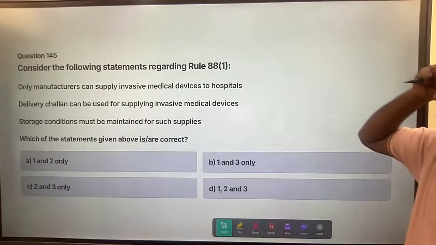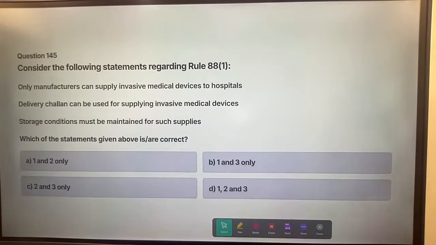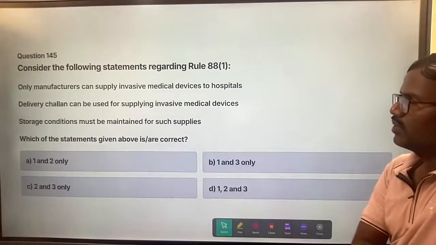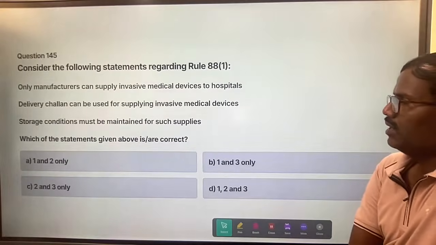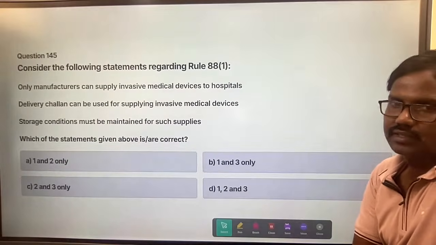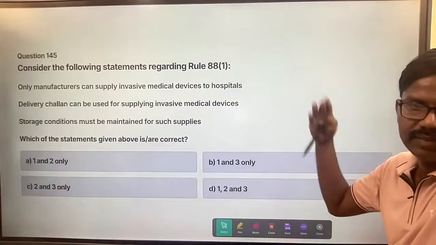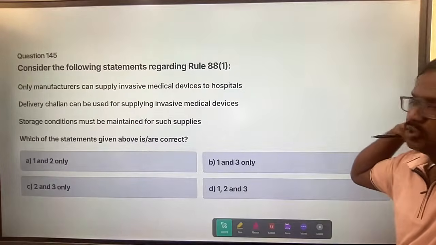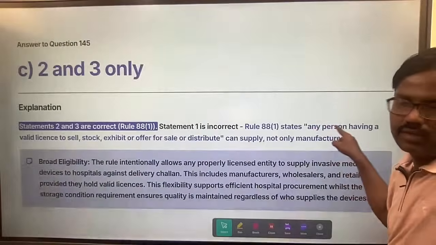Then question 145: consider the following statements regarding rule number 88. One, only the manufacturer can supply invasive medical devices to a hospital. Two, a delivery challan can be used for supplying invasive medical devices. Three, storage conditions must be maintained for such supplies. A similar type of question is repeated here. So the answer is 2 and 3 only. Okay, very good.